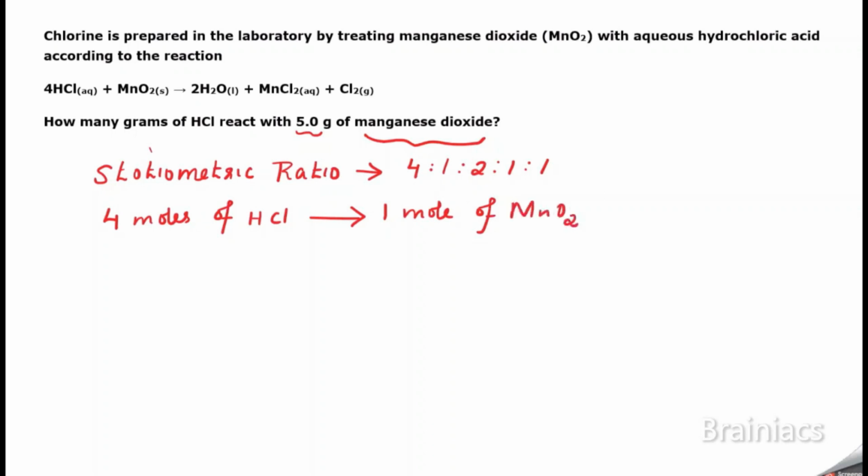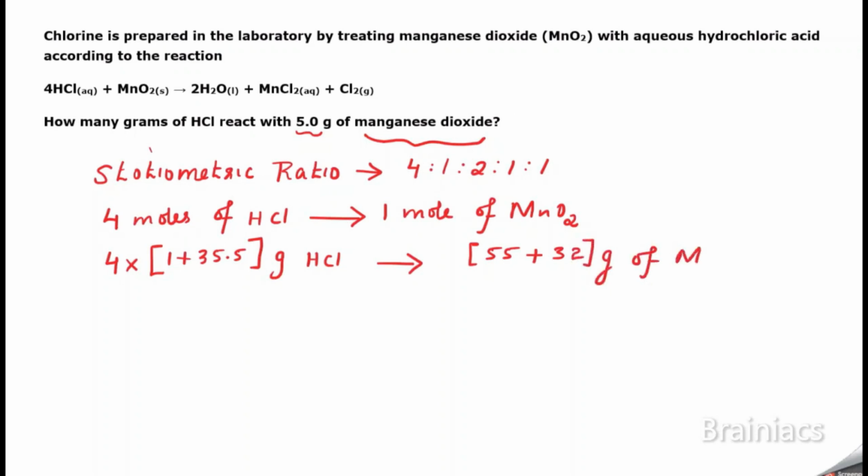Correct? Now what is 4 moles of HCl? We need to take it in mass. I know that it is 4 into the mass of 1 mole of HCl. How much will it weigh? 1 plus 35.5. So this many grams of HCl needs 1 mole of MnO2. So what is the mass of manganese dioxide? We know it is 55 plus oxygen, 16 into 2, 32. So this many grams of MnO2. Okay, so 55 plus 32 will be its molar mass because it is 1 mole.